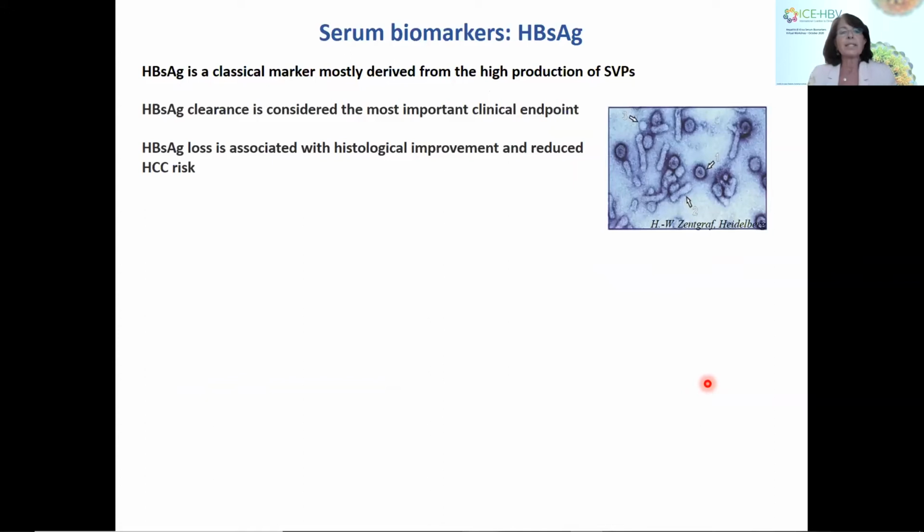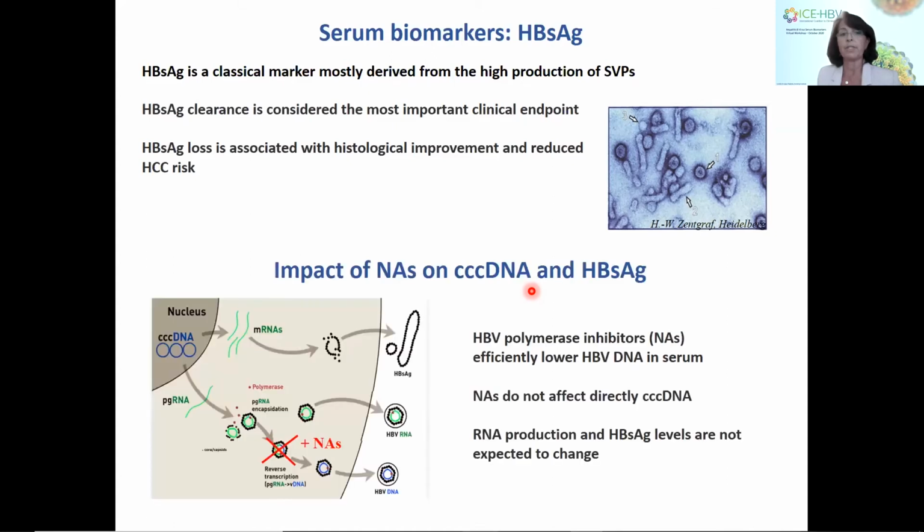So let's have a look at the S antigen. The S antigen is a classical marker, mostly derived, just to remind you, from the subviral particles. We know that its clearance is considered the most important clinical endpoint, and its loss is associated with histological improvement and reduced risk.